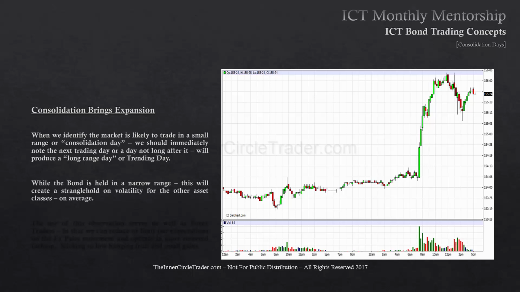While the bond market is held in a narrow range, this will create a stranglehold on volatility for the other asset classes on average. So just because the bond market is in consolidation doesn't mean it's going to be the wild, wild west in the Japanese yen or the Swiss franc, or that it's going to be craziness in the crosses. Don't think that way. If you're going to be working with a professional mindset, that means that you have a faith in knowing there's a probability of the market doing this or that.